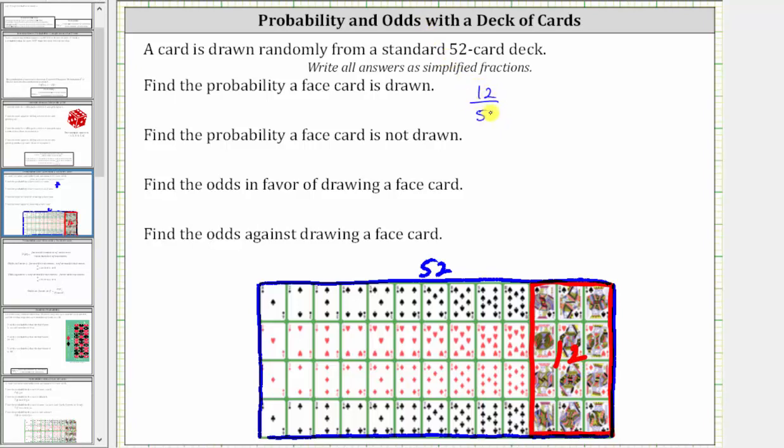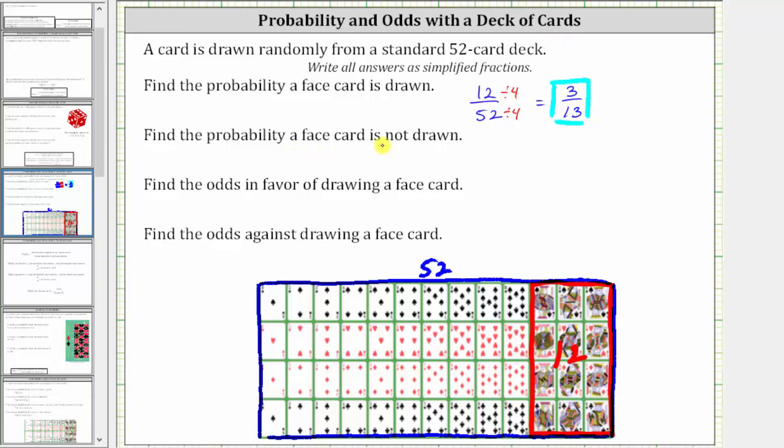But this fraction does simplify. The greatest common factor between 12 and 52 is 4. To simplify, we divide both by 4. 12 divided by 4 is 3. 52 divided by 4 is 13. The probability a face card is drawn is 3/13.